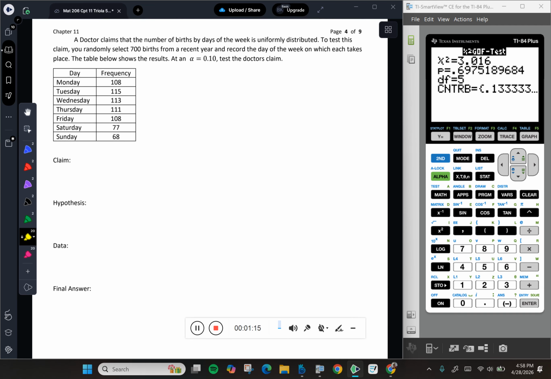A doctor claims that the number of births by days of the week is uniformly distributed. To test this claim, you randomly select 700 births from a recent year and record the day of the week each takes place. At a significance level of 0.10, test the doctor's claim. So the doctor is making a claim of a uniform distribution. So the doctor's claim is that the births on Monday should be the same as Tuesday, should be the same as Wednesday, and so on and so forth.